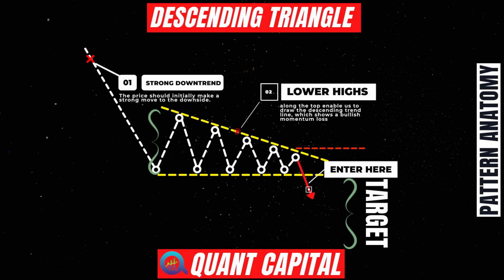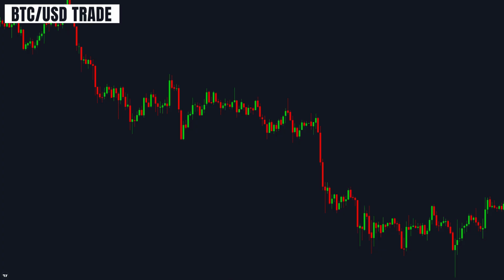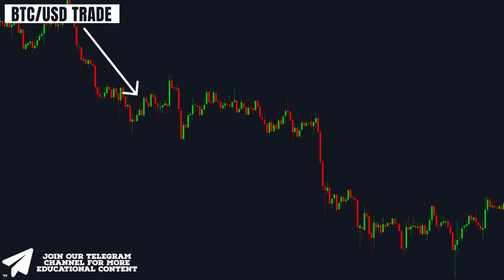Our risk management remains unchanged. We place the stop loss above the recent swing high, at the same time targeting the base of the triangle. As for now, let's see the market example. Here's Bitcoin. As can be seen, the price sharply moves lower right here.